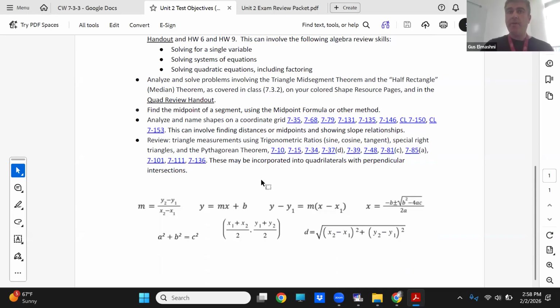Don't worry about formulas. You'll be provided all formulas. I'm pretty sure it's calculator allowed. I don't think we would not allow that. We've always had that for our test. Slope, point-slope, slope-intercept form, quadratic formula, Pythagorean theorem, midpoint, distance formula.